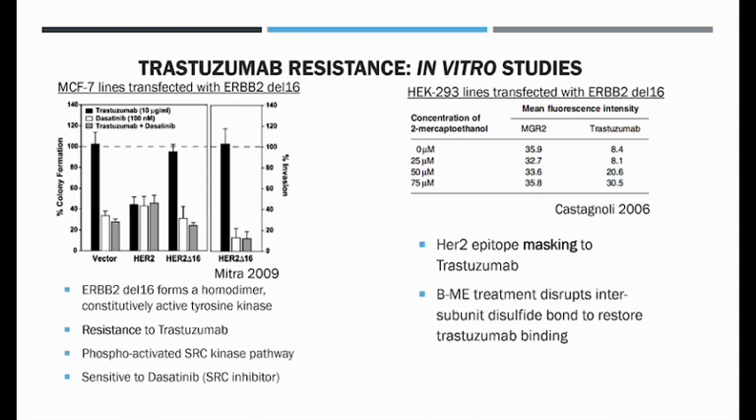But when BME was added, with increasing concentration of BME, there was increasing trastuzumab binding, showing that at no BME, where the conformational changes were there in the DEL16, the trastuzumab binding epitope is actually masked in this DEL16 variant, which causes the resistance, at least in the cell culture model, and physiologically we can conjecture on that.